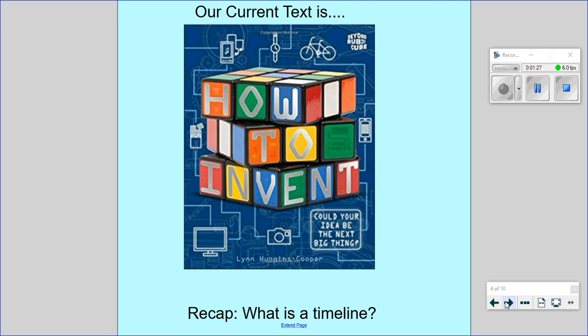So a timeline is a series of events that have happened over time put into chronological order, and by chronological order we mean date order. So for example, we looked at the Stone Age right through to the Romans: the Stone Age, Bronze Age, Iron Age and the Romans, and we put events on a timeline based on when they happened. So that's our little recap.